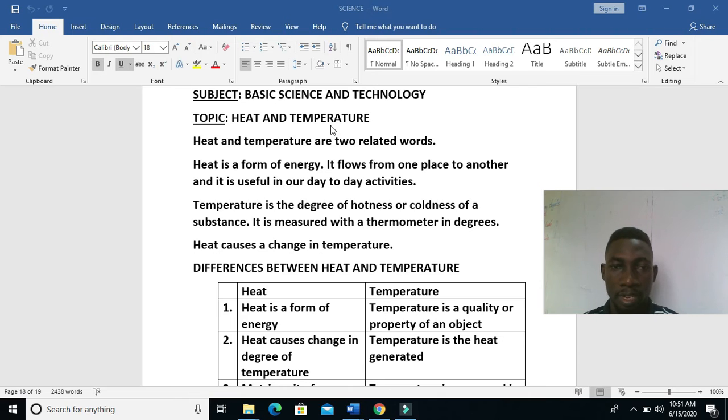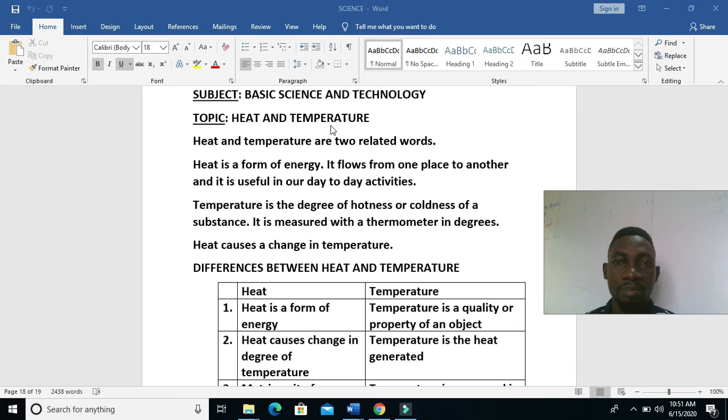Heat is a form of energy, like we treated last week and last 2 weeks. We said there are various forms of energy, right? So heat was one of the forms we treated last 2 weeks. Heat is a form of energy and it flows from one place to another. Heat flows from one place to another, and it is useful in our day-to-day activities. Of course, we can't do without heat.